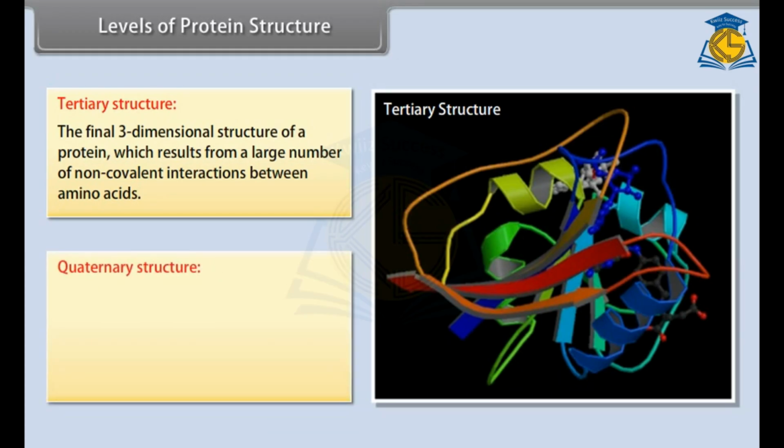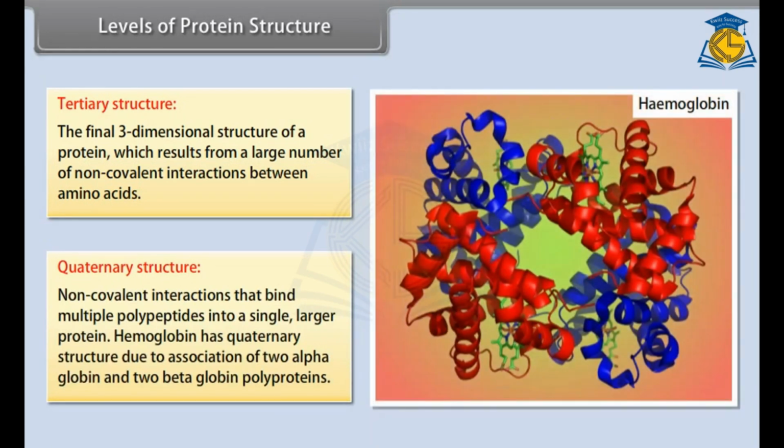Quaternary structure: non-covalent interactions that bind multiple polypeptides into a single larger protein. Hemoglobin has quaternary structure due to the association of 2 alpha-globin and 2 beta-globin polypeptides.